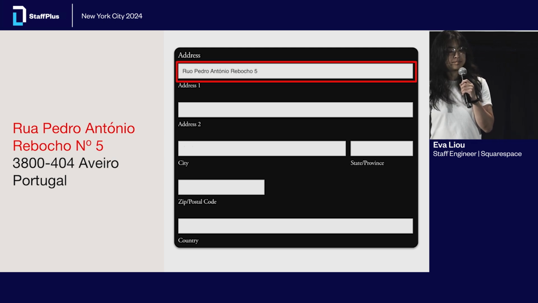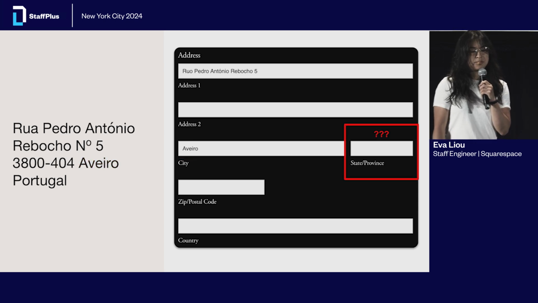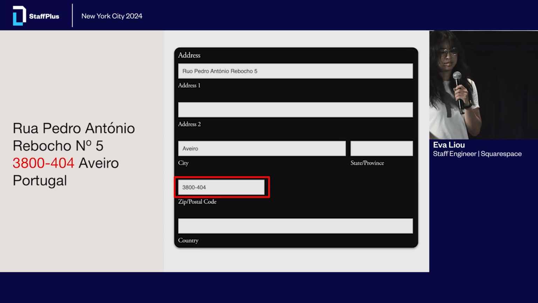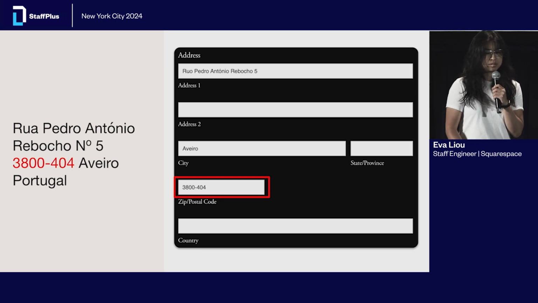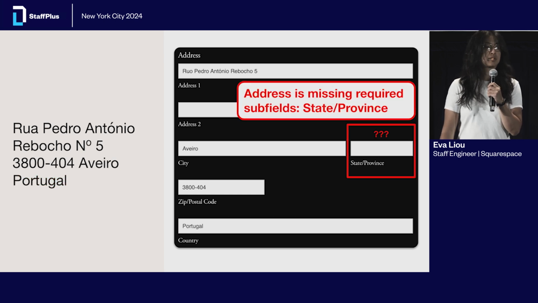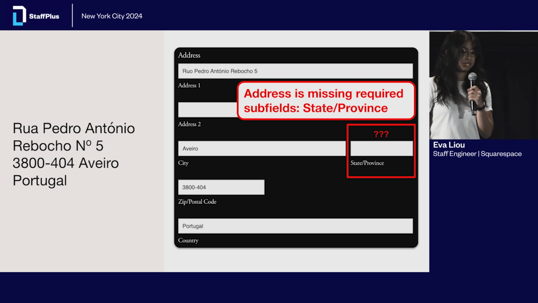First, you enter your street. Things are going well. The city, Aveiro, also works well. But what do you put for state? There's no states in Portugal, so that's confusing. Let's leave that blank. Enter in your postal code, finally your country, and you submit the form. It doesn't work. The form shows an error indicating that state/province is missing.